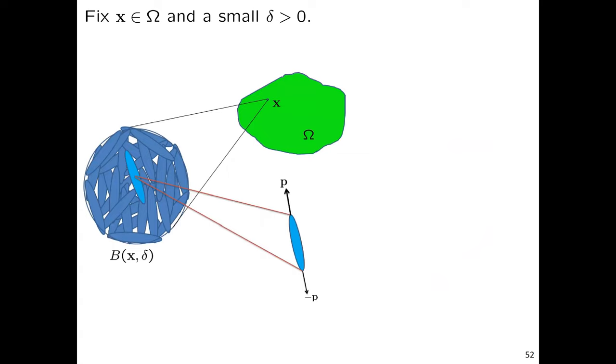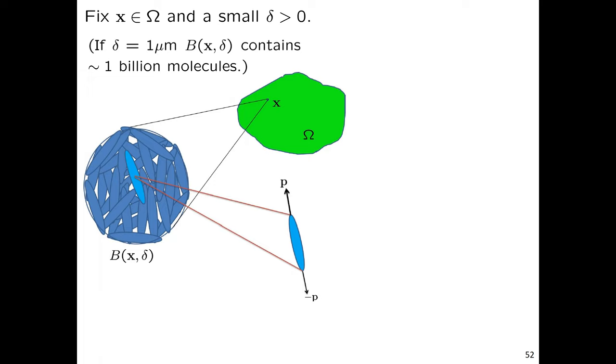All right, now here's the real thing. Here's our region omega. And what we're going to do is pick a point x in omega, and look at a ball of very small radius, center x, say radius delta. If delta was a micron, which is very small, of course, then this ball would contain about a billion molecules. This is a point, but really it's going to be a ball of small radius. It's incredibly small, more or less a point, but nevertheless, it's got lots and lots of molecules.